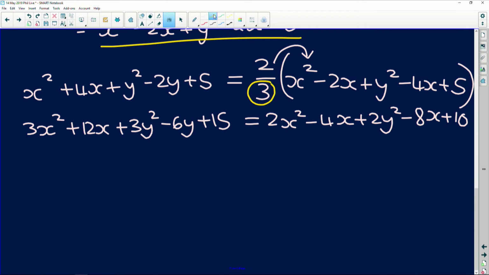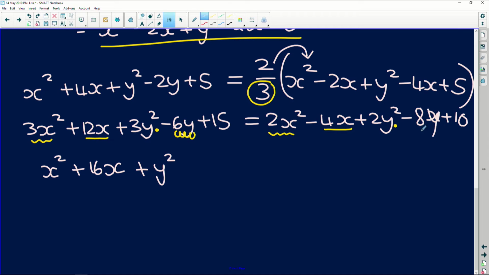Okay, so now we just need to simplify. 3x squared minus 2x squared gives us just x squared. 12x plus 4x, because we take it to the other side, is 16x. 3y squared minus 2y squared gives us just y squared. And lastly, 6y. This is meant to be a y on this side. Look at me writing out some nonsense. Okay, so negative 6y plus 8y gives us positive 2y, and 15 minus 10 is 5.